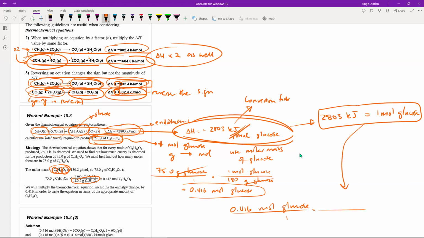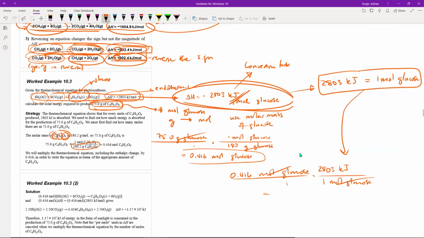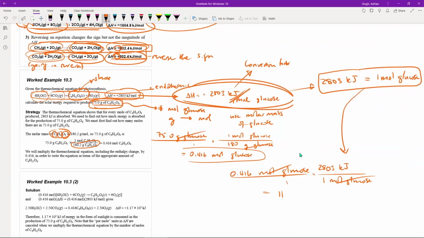I'm going to take that and insert my conversion factor in here, putting the units in the right place. I want to end up with kilojoules, so that's going to go on top. I have 2803 kilojoules of energy for every 1 mole of glucose. Moles go away. So multiply that out, we're going to get about 1168, maybe. Let's see, with 3 sig figs, 1170 kilojoules needed. Notice the moles cancel, so it's just a unit of energy, kilojoules, that's needed for this particular process.